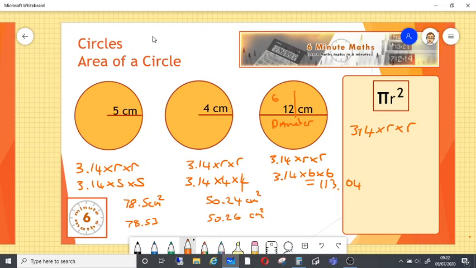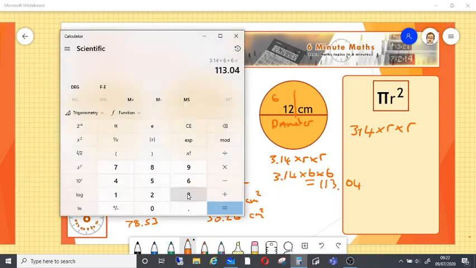Okay, let's just see what happens if we do make that error and times it by the diameter. 3.14 times by 12. Different answer altogether, yeah? Because we're multiplying on a value and then multiplying the answer by that value again, so it increases in size.